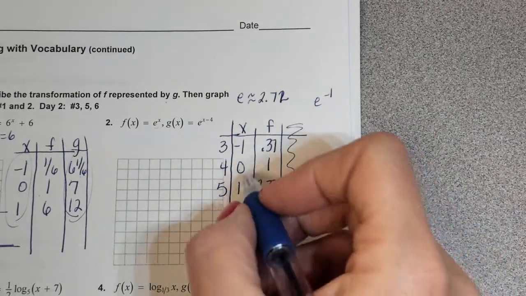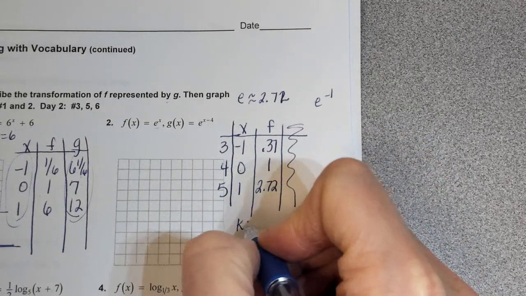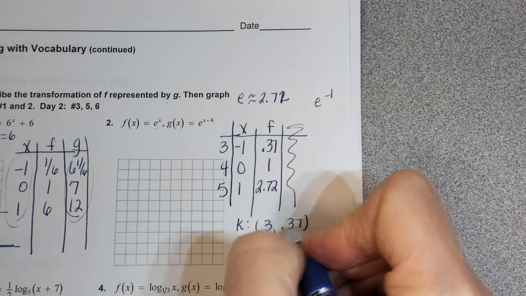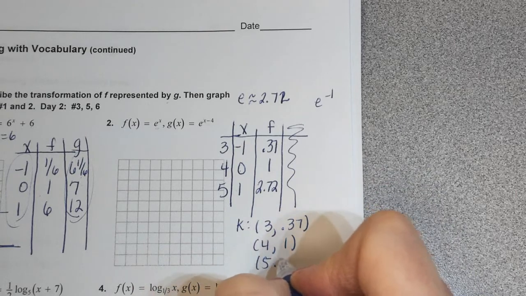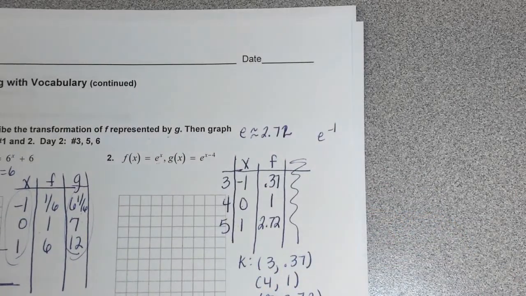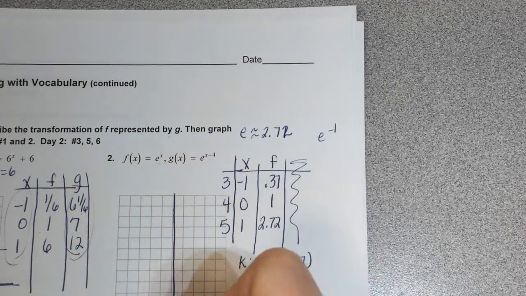So our key points here, I'm just going to write these out just so you can see them. Our actual key points here that I need to plot are 3, 0.37, 4, 1, and 5, 2.72. So let's see what I need to do here. Yeah. Just go right about there is fine.